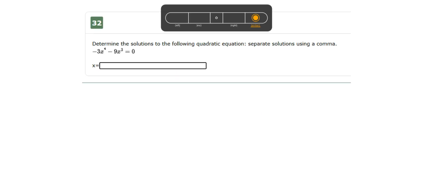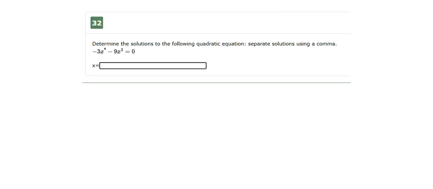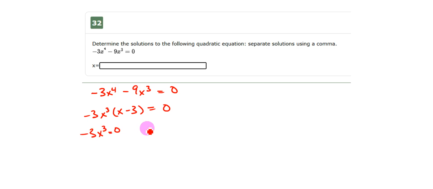All right. Find all the solutions here. This one, a lot of people struggled with on the test. We're just taking negative 3x to the 4th minus 9x to the 3rd equals 0. We're going to factor out everything we can. I can factor out negative 3x cubed. And I would just have x and then minus 3 left. So either negative 3x cubed equals 0 or x minus 3 equals 0. Well, this is going to tell me x is 0. And this is going to tell me x is 3. So there's my answers. 0, 3.